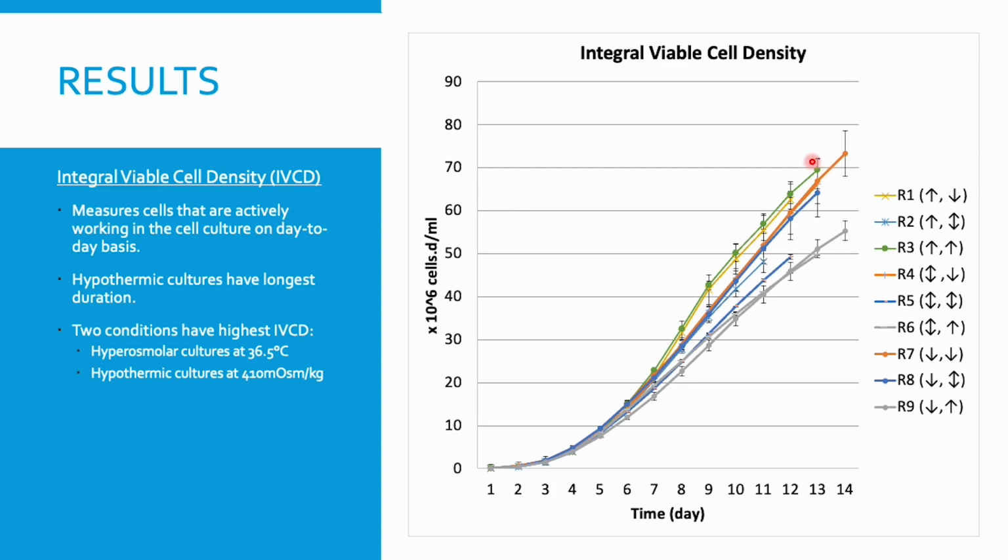The lowest IVCD is observed for cultures that run at the highest osmolality at 32 degrees, which is here, R9, and 34 degrees, which is here, R6. So the plot is here. They have the lowest IVCD. This demonstrates that the cells become less active when we increase the osmolality to the highest level.